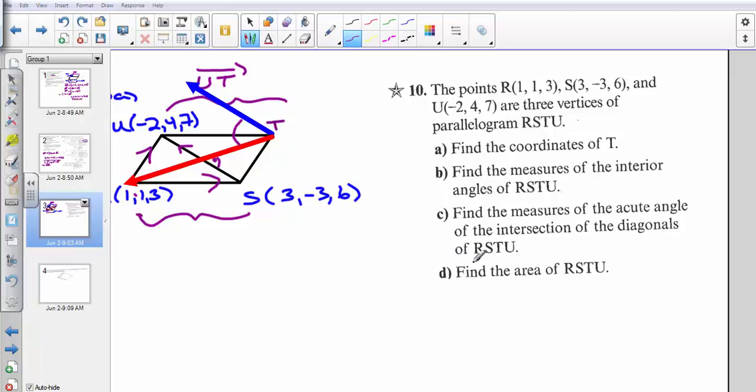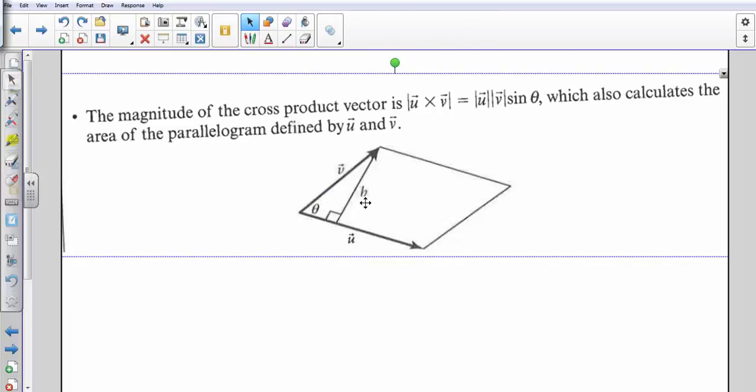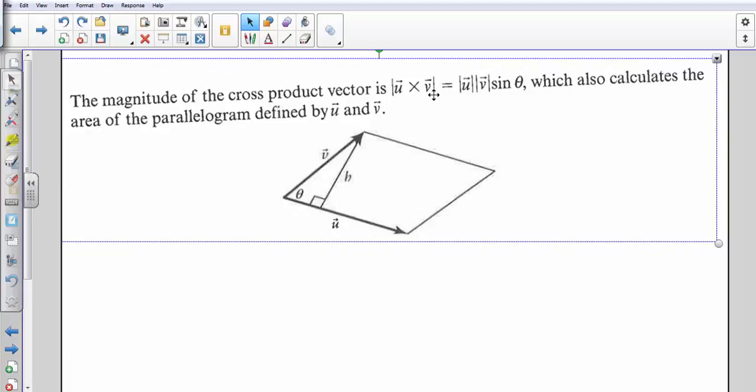And finally, part D here, find the area of the parallelogram. One of the things we saw in the video by Mr. Richards, and the same thing that was written into the notes, was the fact that the magnitude of a cross product between two vectors, here's vector v, vector u, if we find the cross product of those two vectors, we end up calculating the area of the parallelogram.